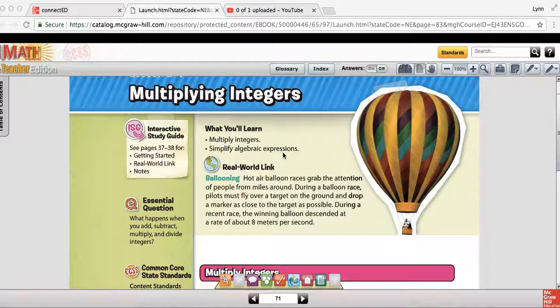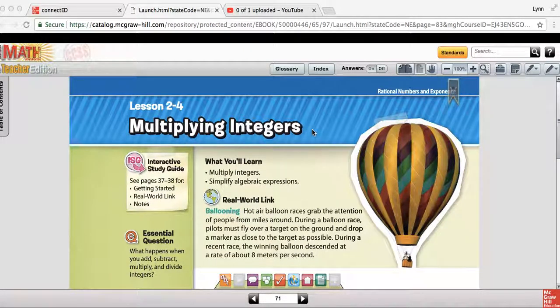Lesson 2.4 is on multiplying integers, and in my opinion, multiplying and dividing is way easier than adding and subtracting. Remember, the essential question for Chapter 2 is what happens when you add, subtract, multiply, and divide integers. And we talked about a couple of different strategies for adding and subtracting integers, whether that's using a number line or maybe some manipulatives or thinking of story problems involving money. That's all different ways that you can add and subtract integers.